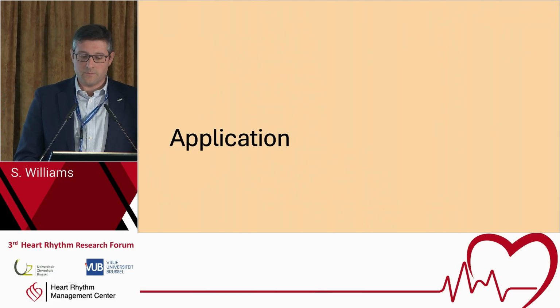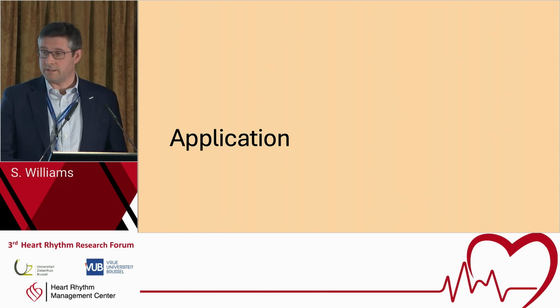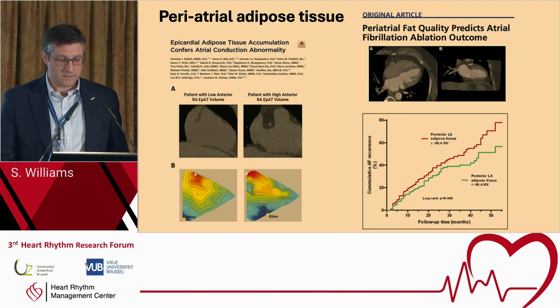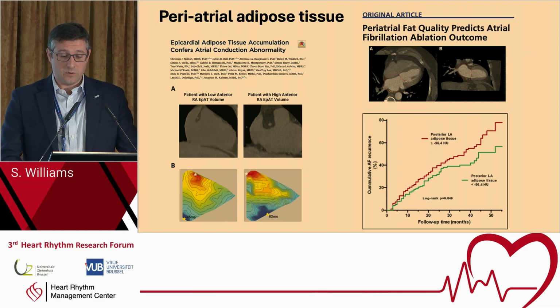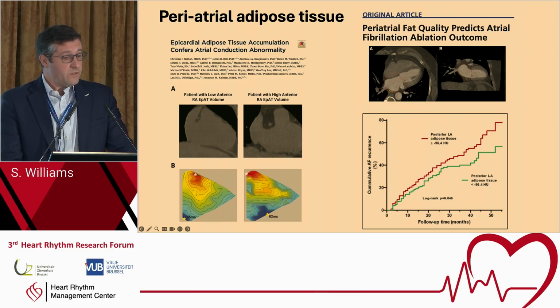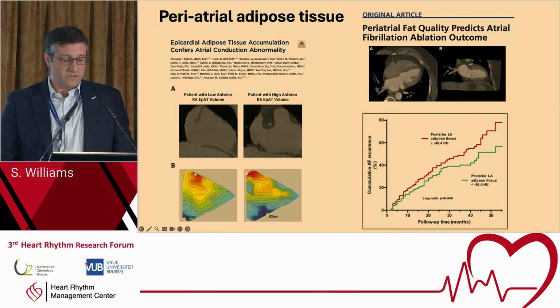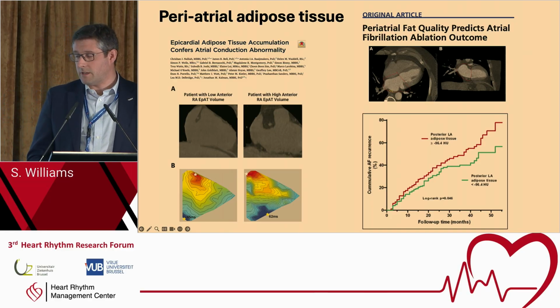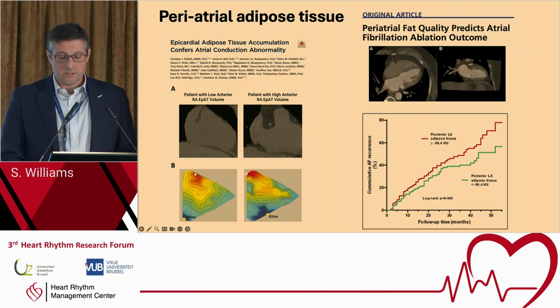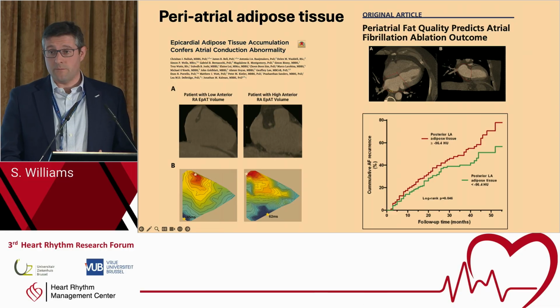So for a few minutes, I thought the best way to illustrate this might be through an example from one of our current studies. So this is about periatrial adipose tissue. Now, there have been quite a few papers over the years, of course, looking at the occurrence or existence of periatrial adipose tissue and the pathogenesis of atrial fibrillation. So shown here on the left is an example from a surgical data set showing right atrial adipose tissue influencing atrial conduction.